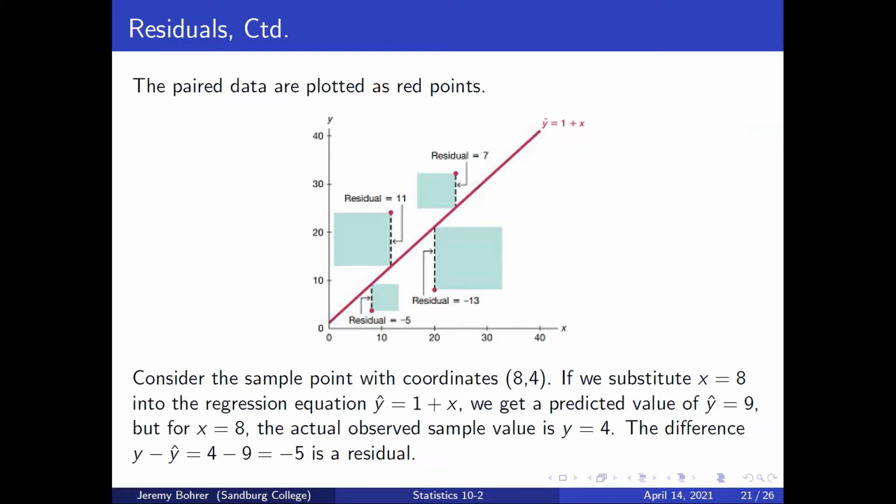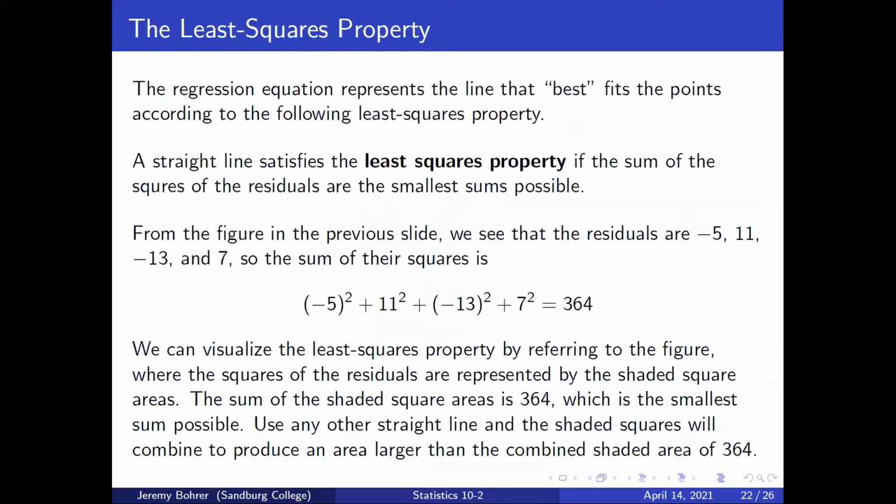Consider the sample point with coordinates 8, 4. If we substitute x equals 8 into the regression equation, y hat equals 1 plus x, we get a predicted value of y hat equals 9. But for x equals 8, the actual observed sample value is y equals 4. The difference, y minus y hat equals 4 minus 9 equals negative 5, is a residual.